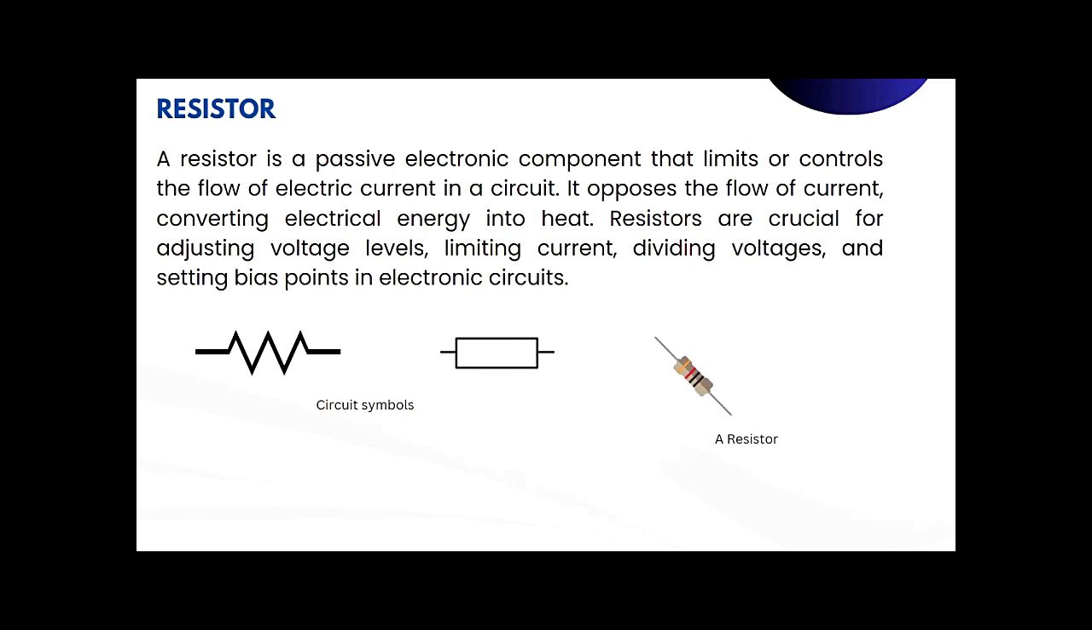Like a resistor. A resistor is a passive electronic component which controls or offers limitations to the flow of electric current in a circuit. A resistor opposes the flow of current, as you can see, meaning that due to the opposition to the flow of current, the electrical energy in the circuit will be converted into what is known as heat energy. So resistors are very important.